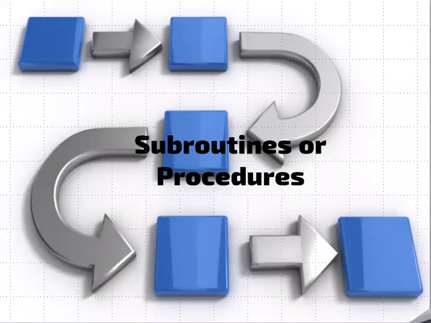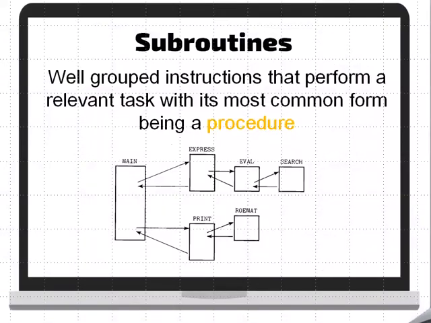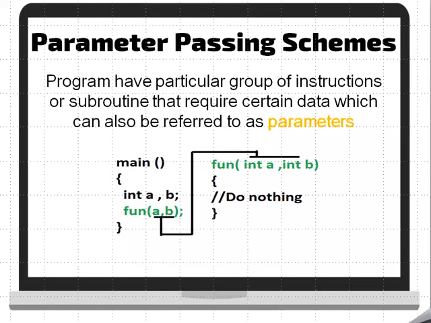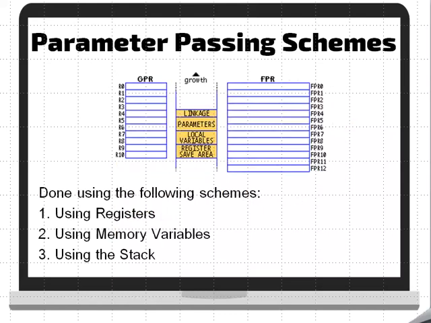For the last topic, we have subroutines or procedures. So what are subroutines? Subroutines are well-grouped instructions that perform a relevant task, with the most common form being a procedure. We also have parameter passing schemes, which apply to programs that have a particular group of instructions or subroutines that require certain data, which can also be referred to as parameters. Parameter passing is usually done by using registers, using memory variables, or using the stack, with using the stack being the most recommended form of parameter passing.